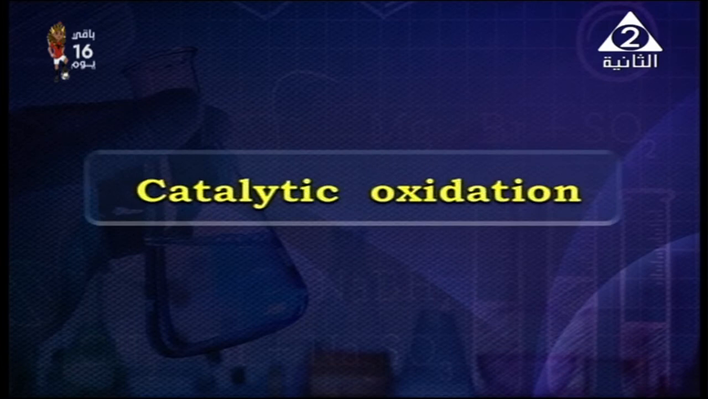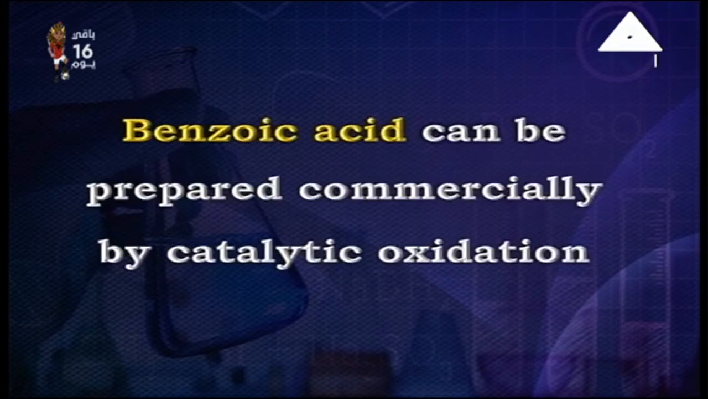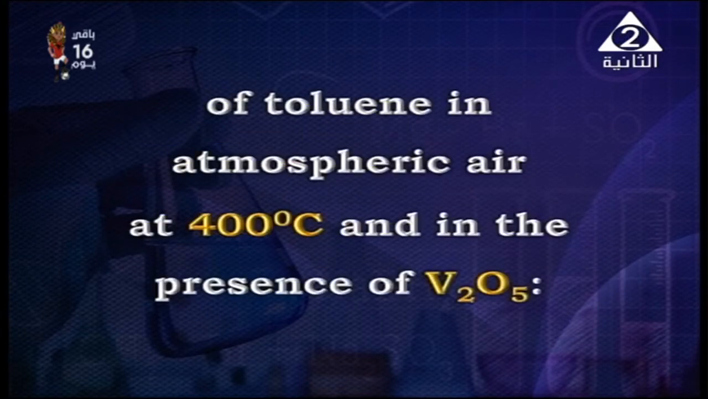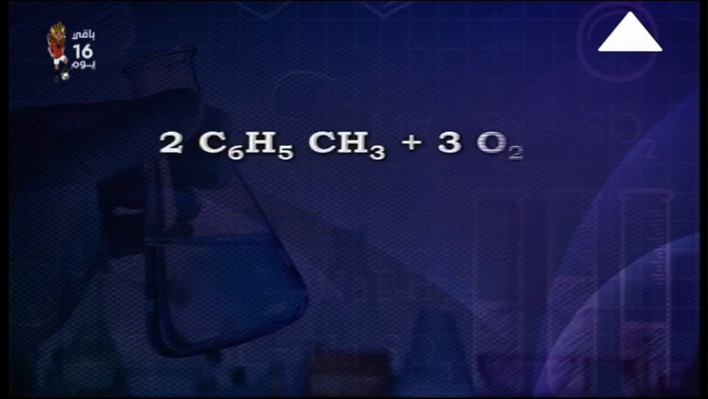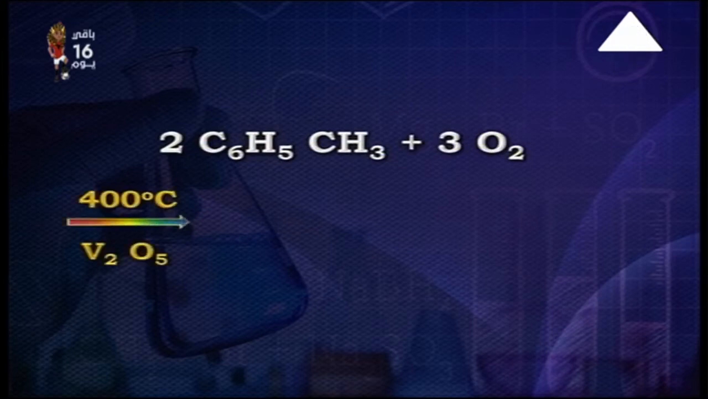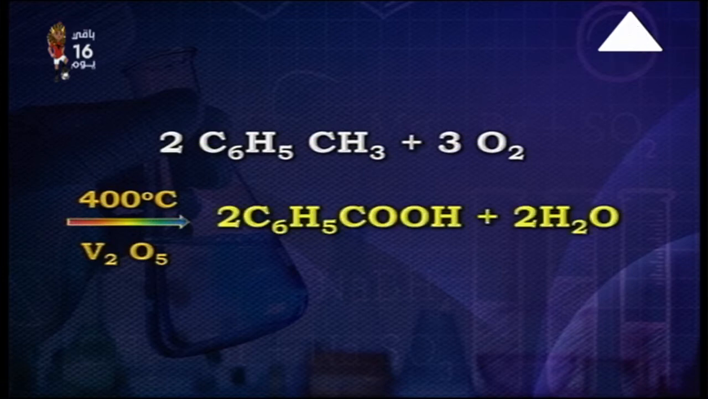The preparation of aromatic acids by catalytic oxidation. Benzoic acid can be prepared commercially by catalytic oxidation of toluene in atmospheric air at 400 degrees Celsius and in the presence of vanadium pentoxide. As the equation proceeds on the screen, toluene on oxidation gives, by vanadium pentoxide, benzoic acid, and water is produced.